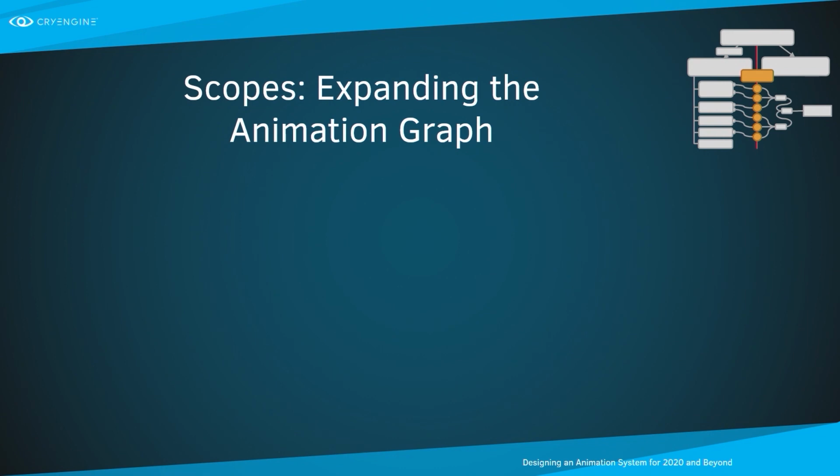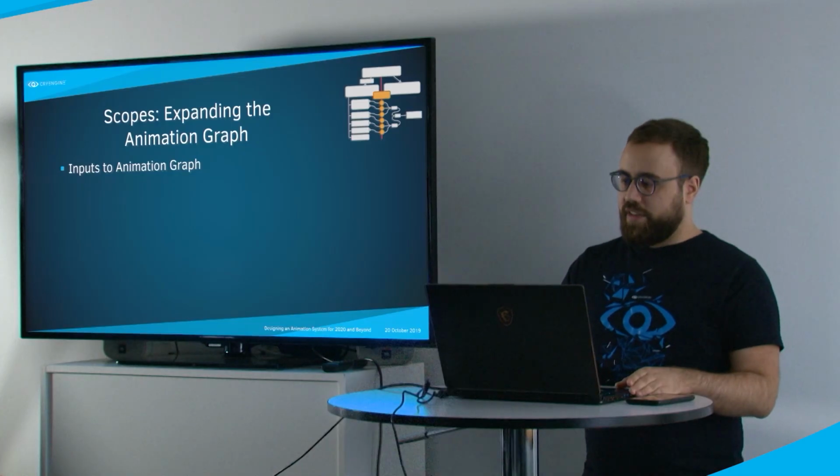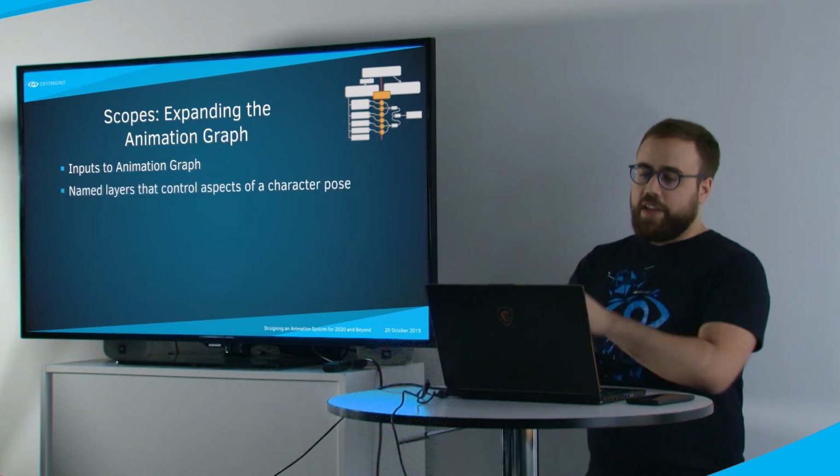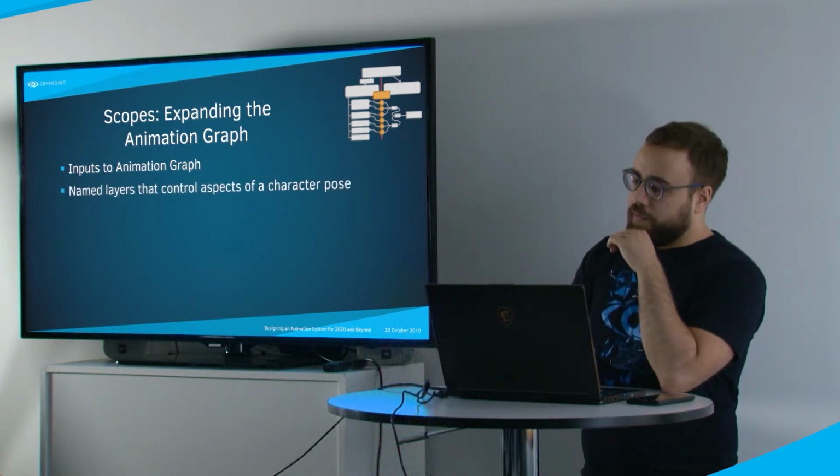If we want to do something more, well, we can add these scopes to the graph. So scopes are generally, as I said, inputs to the animation graph. They're the ingredients of the recipe, and they're named layers that control different aspects of the character pose.